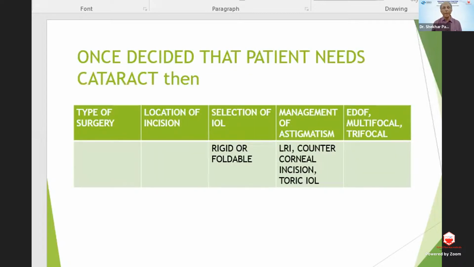Once decided that the patient needs cataract surgery, then the decision about the type of surgery, whether it is phaco or SICS or ECCE, location of the incision, whether superior, temporal or superotemporal incision, which is sometimes called astigmatic neutral incision, selection of IOL, that is rigid or foldable, management of astigmatism with LRI, countercorneal incision or toric IOL, selection of EDOF, multifocal or trifocal lenses has to be worked out with very close discussion with the patient. Next slide, please.